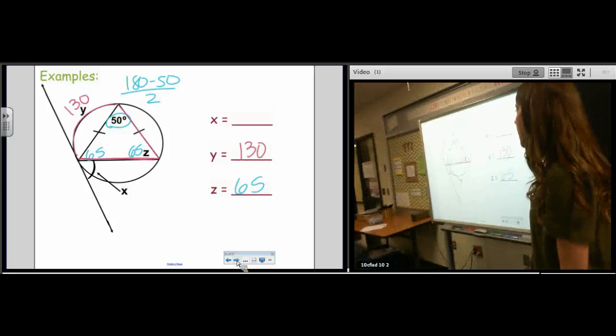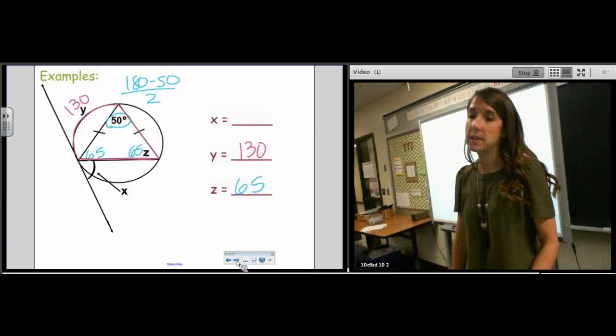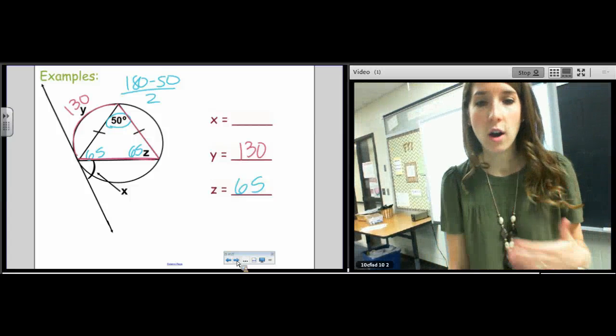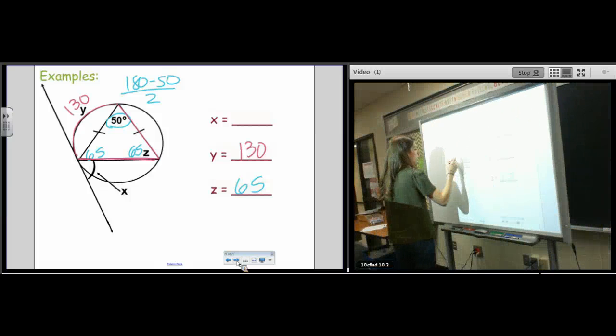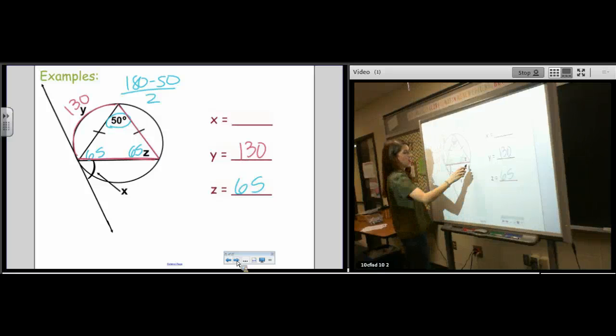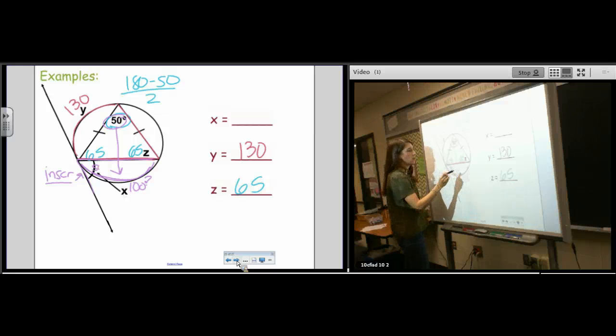And lastly, we have to find X. Now, what we can do is we can find the arc that X is opening up to. What arc is X opening up to? Well, X is opening up to this arc right here. What's the measure of that arc? Well, it's this angle doubled. That arc is 100 degrees. And then we treat it like an inscribed angle. Inscribed angles are half their arc. So 100 divided by 2 is 50.